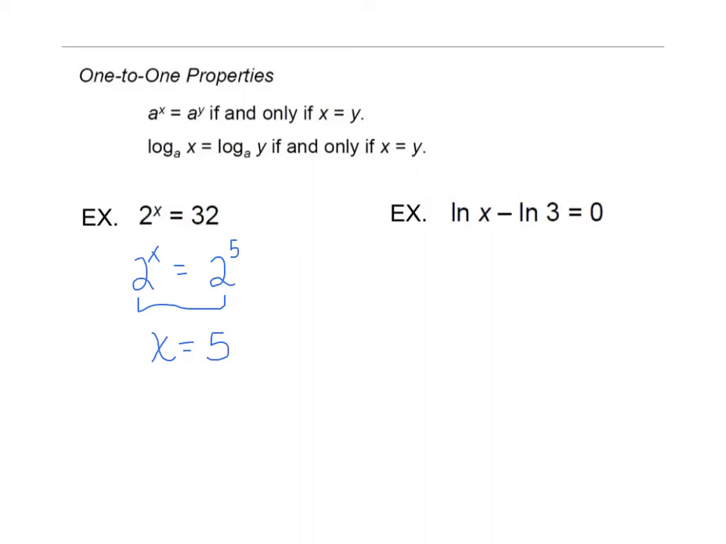All right, in this example, what I want to do is say the natural log of x, and then I'm going to add to the other side the natural log of 3. Notice that these both have the same base, so x equals 3.